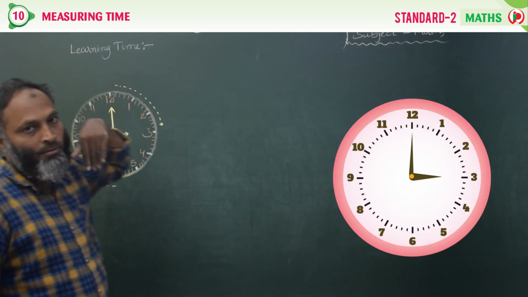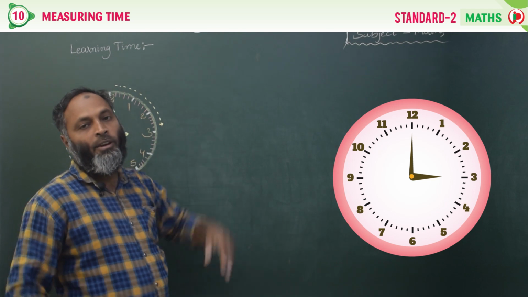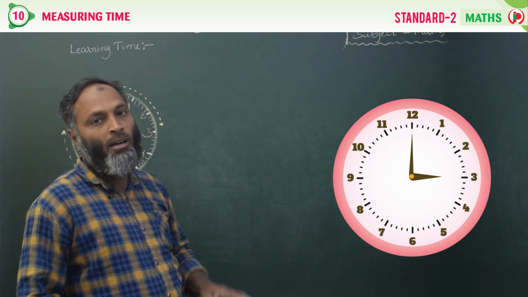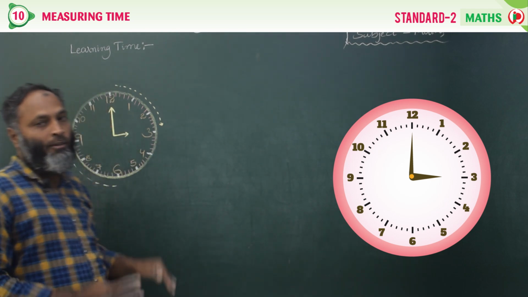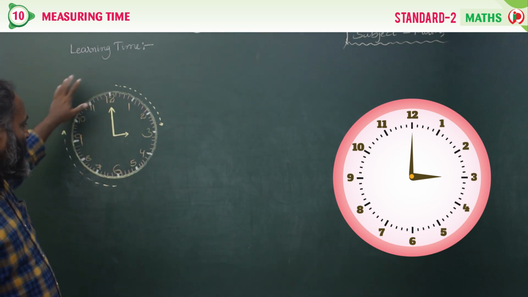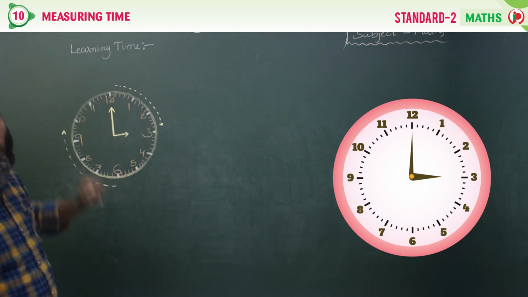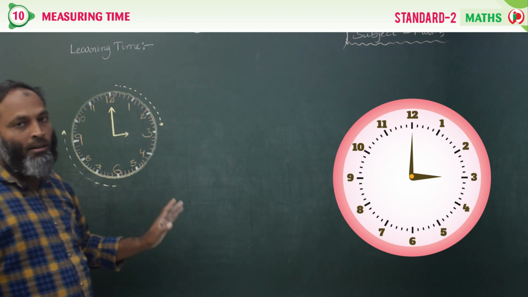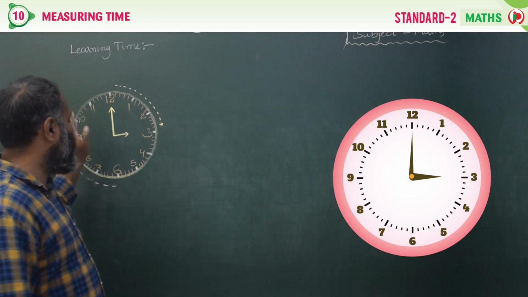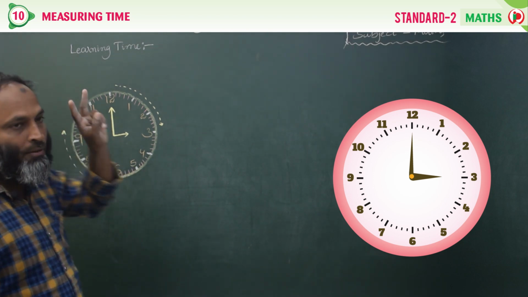Yes, now students, in the learning time, what are we going to discuss? We are going to discuss the description of a clock. What is a clock and what is there in the clock? This dial is a clock. So what is there in the clock? In the clock, we have two hands.